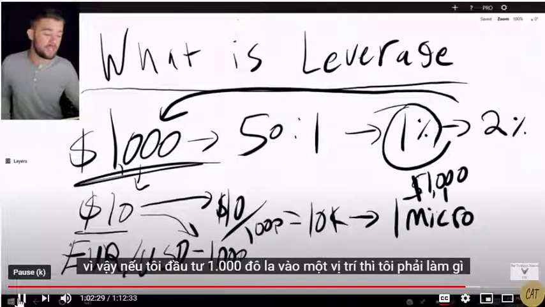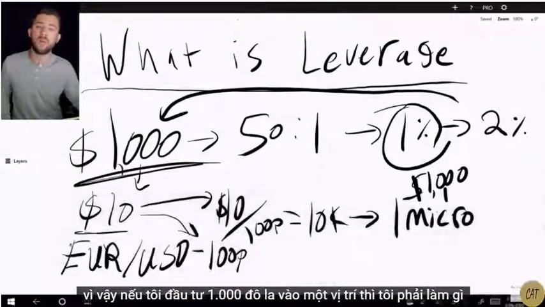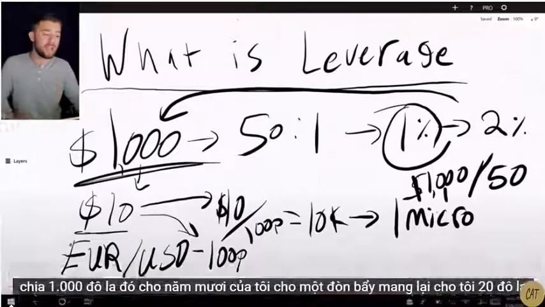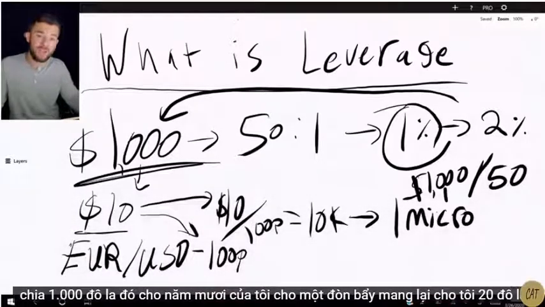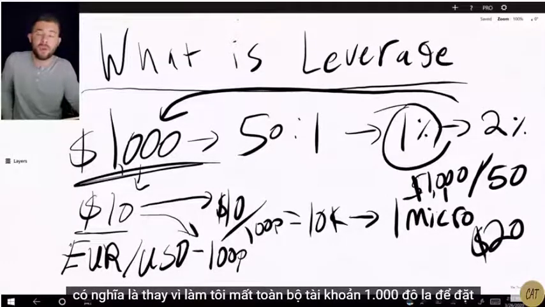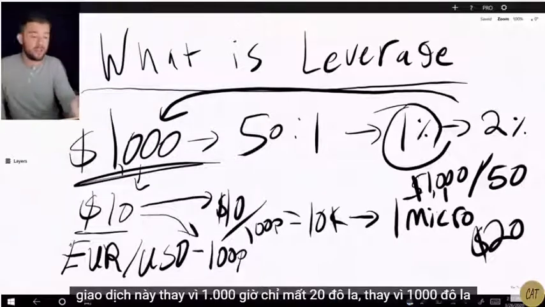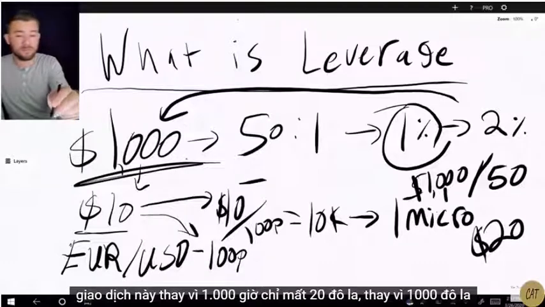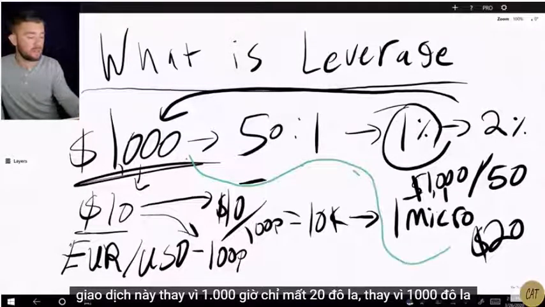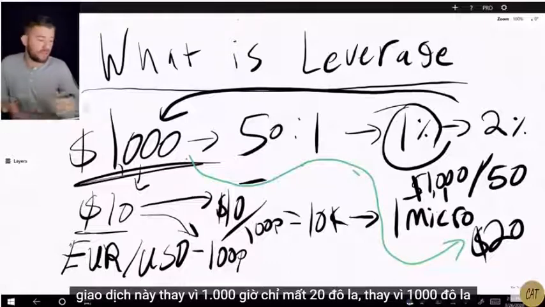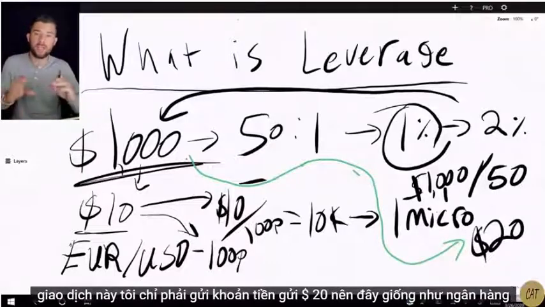This full capital margin means you're getting $50 for every $1 you invest into a position. So if I'm investing $1,000 into a position, what do I have to do? I have to divide that $1,000 by my 50 to 1 leverage, which gives me $20. What this means is that instead of costing me my full account of $1,000 in order to place this trade, this now only costs me $20. So instead of $1,000 on this trade, I've only had to put up the deposit of $20.